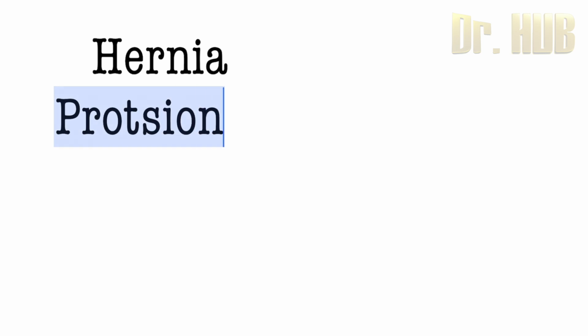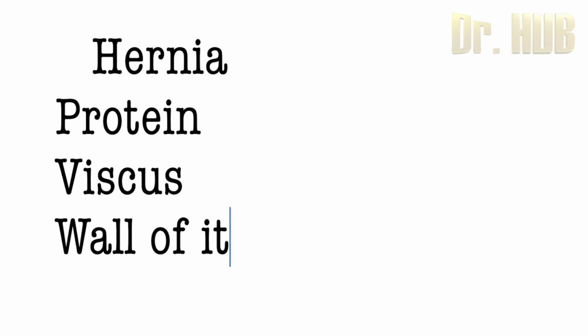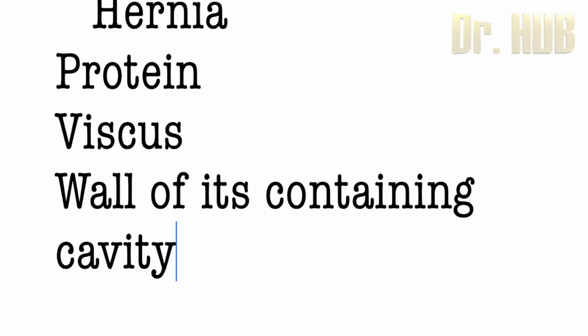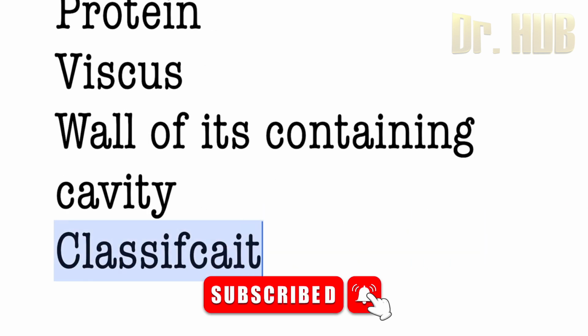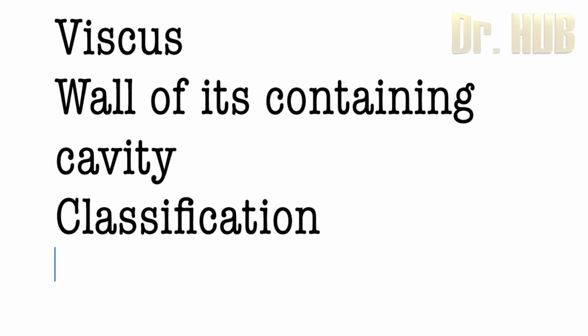Hernia. So hernia is nothing but a protrusion of the viscus, or part of the viscus, through the wall of its containing cavity. And what is the classification? The classification is there is type 1, 2, 3 A, B, C and then 4.